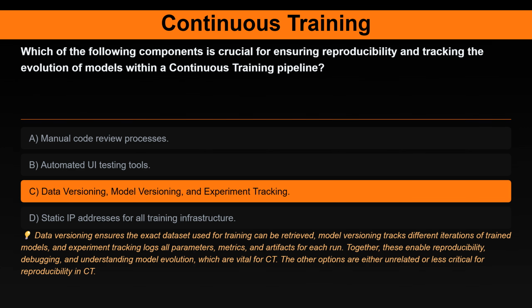The correct answer is data versioning, model versioning, and experiment tracking. Here's the explanation. Data versioning ensures the exact dataset used for training can be retrieved. Model versioning tracks different iterations of trained models, and experiment tracking logs all parameters, metrics, and artifacts for each run. Together, these enable reproducibility, debugging, and understanding model evolution, which are vital for CT. The other options are either unrelated or less critical for reproducibility in CT.